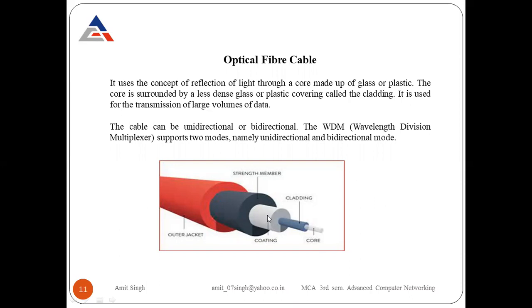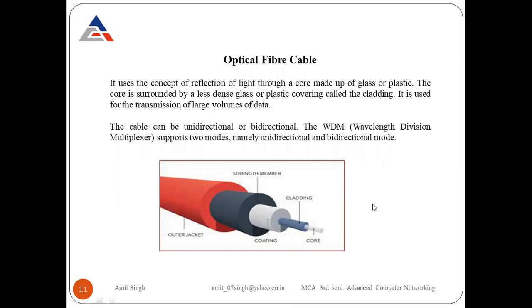After that, it is also covered by the strengthening member. That strength member is an extra covering, which is used to prevent external noise and external attenuation from mixing with these signals. And at the end, we have the outer jacket. The outer jacket is used to protect the wire from physical damage. No physical damage occurs if the outer jacket is there. No propagation or reflection of the light leaks out, because the cladding and coating are present over there. So this is the diagram of the optical fiber.